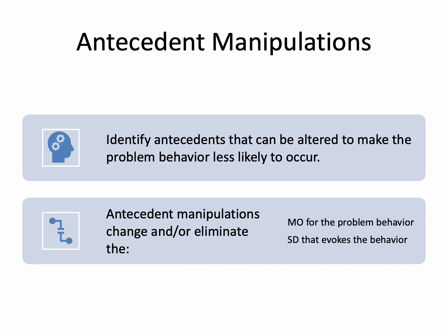It's going to make it more likely for them to engage in behavior. We can also modify the MO for the problem behavior, or try to reduce the MO for a problem behavior, right? We want to make it less likely for them to have a need to engage in that particular behavior.